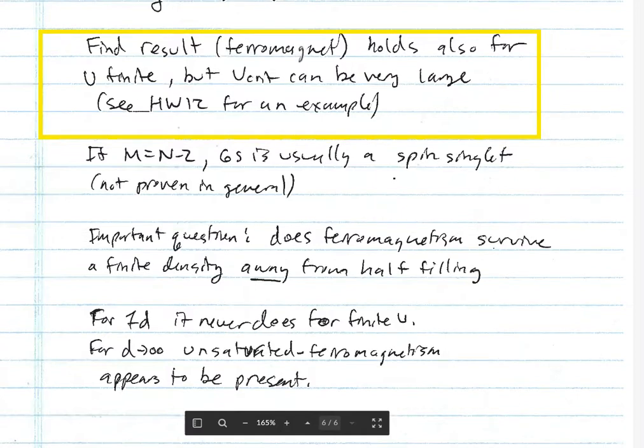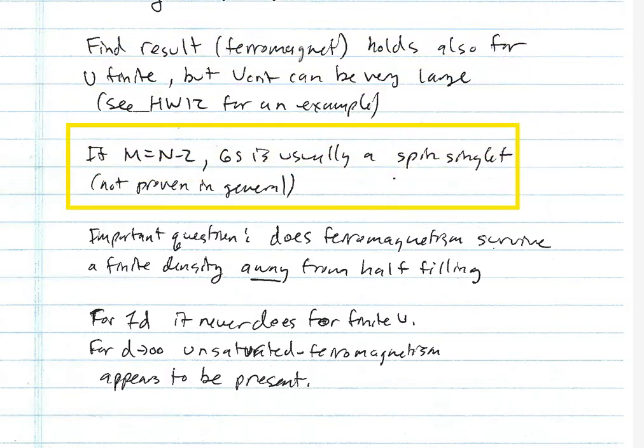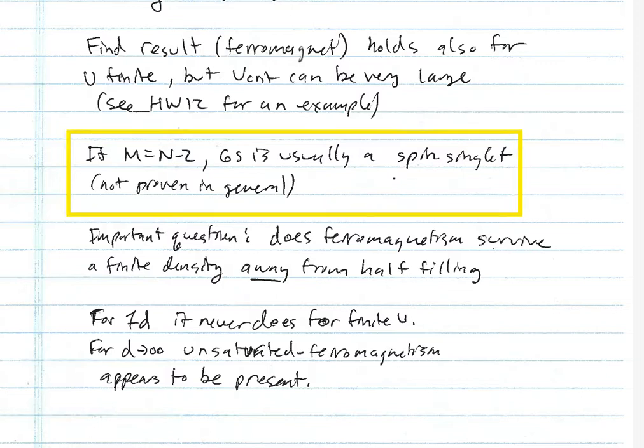We find that this ferromagnetism holds also for u finite, but the critical u can be very large. As I reduce the u, eventually the system goes to a non-magnetic ground state. So there's actually a phase transition in the ground state as a function of u. Now, if m is equal to n minus 2, there's an overwhelming amount of numerical evidence that shows that the ground state is a spin singlet, but this has not been proven in general.